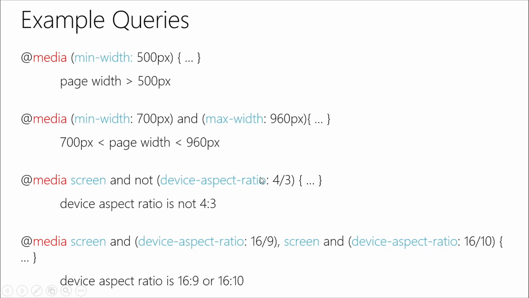Right. Whereas the bottom one is media screen and device aspect ratio 16:9 and 16:10. So these would just query for these 2 aspect ratios, and it would apply only if the aspect ratio is 16:9 or 16:10. So widescreen devices, right? For instance. And so, I mean, these are just some of the common queries you might consider using.